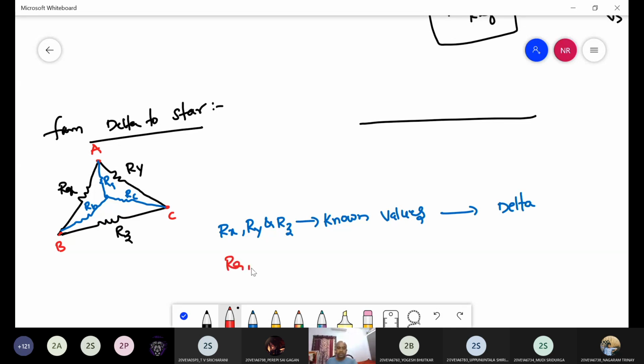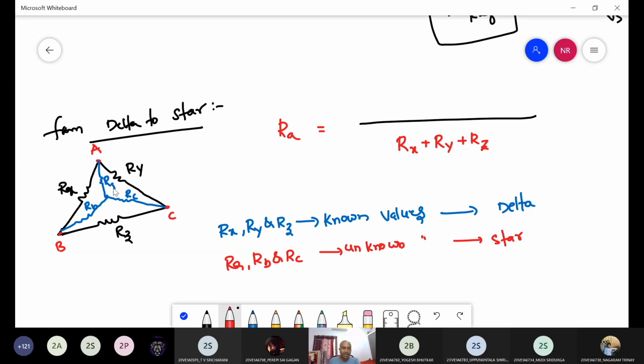What do you call Ra, Rb, and Rc? These are the unknown values. This is the star. So we are converting from delta to star. So here in the denominator, just add all together, that is Rx plus Ry plus Rz, right? So here Ra, we are calculating the unknown values. Ra is equal to, I am calculating Ra.